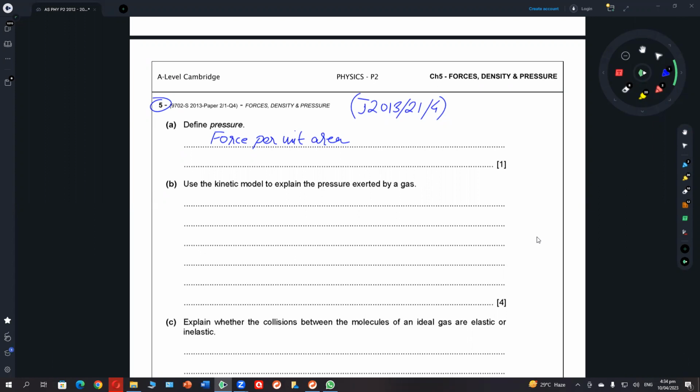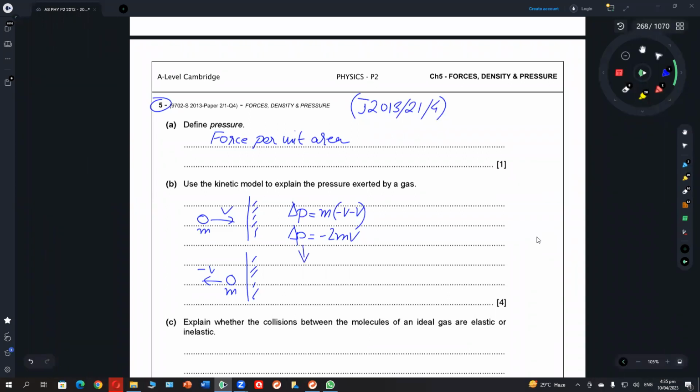Use the kinetic model to explain the pressure exerted by a gas. Gas molecules randomly collide with each other, and they also collide with the container wall. This is a gas molecule. It rebounds also, and it experiences an impulse. Now, impulse upon time gives you force, and force gives you pressure.